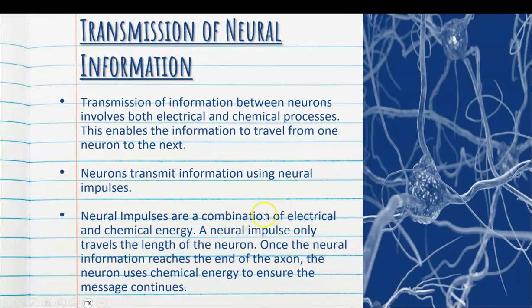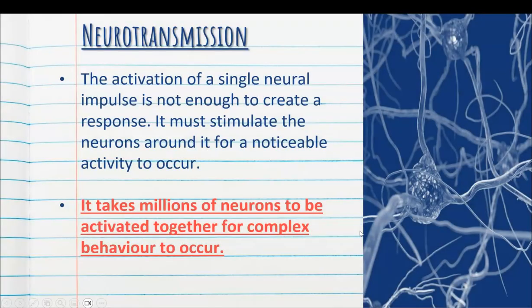A neural impulse only travels the length of the neuron. Once the neural information reaches the end of the axon, the neuron uses chemical energy to ensure the message continues, and this chemical energy is the neurotransmitter. The activation of a single neural impulse is not enough to create a response, so it must stimulate the neurons around it for a noticeable activity to occur. It actually takes millions of neurons to be activated together for complex behaviors to occur and neurotransmitters to be released that then affect our behavior.